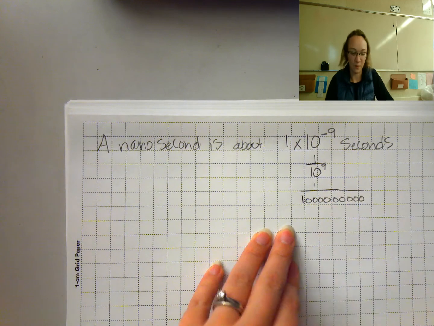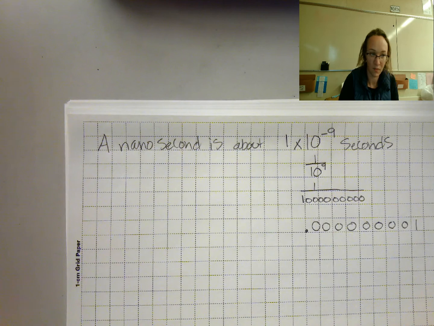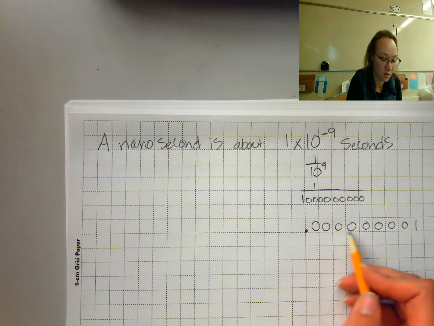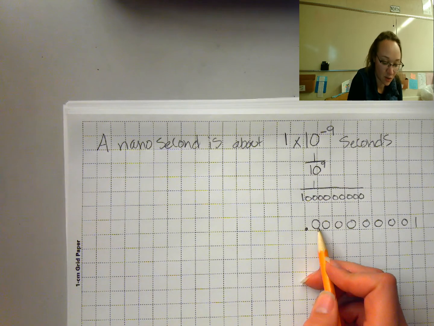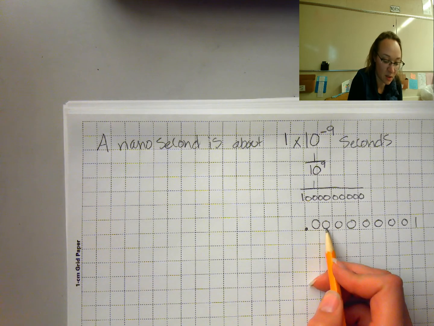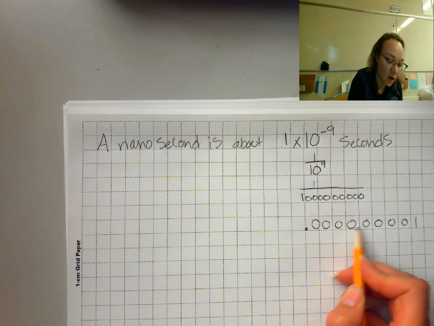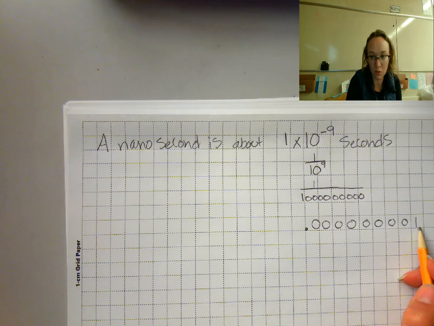Well, that is the same as this decimal right here, which we know because if the 1 were right here, that would be a 10th. So then this one would be the 100th place, the 1000th place, the 10,000th place, the 100,000th place, the millionth place, on out to the billionth place.